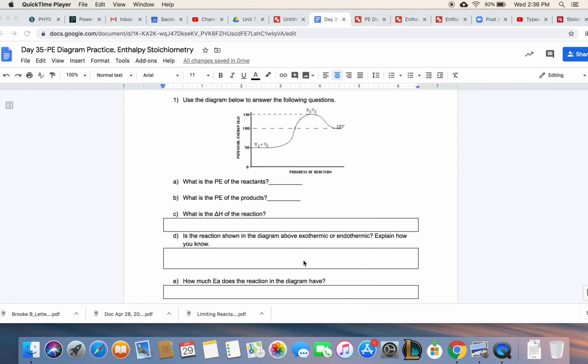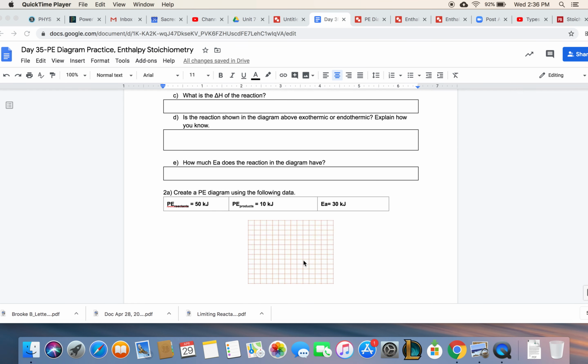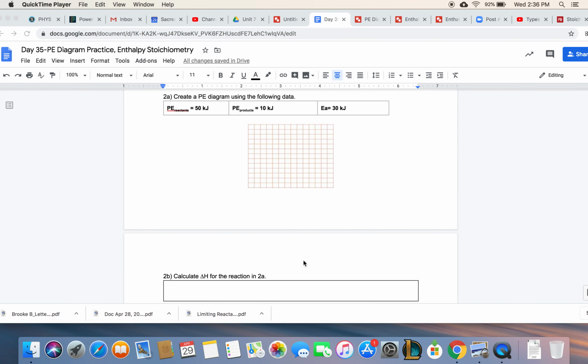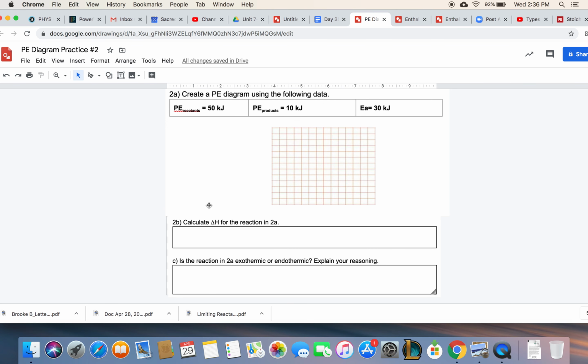Number 1, I want you to try on your own, and then I'm going to go over number 2 right now. So let me go over to this tab here. In number 2, I wanted you to draw your own potential energy diagram using the following data. Remember, my abbreviation for potential energy is capital P, capital E. Part of my given information is that we know the potential energy of your reactants is 50 kilojoules, and we know that after the reaction's done, the potential energy of the products will be 10 kilojoules.